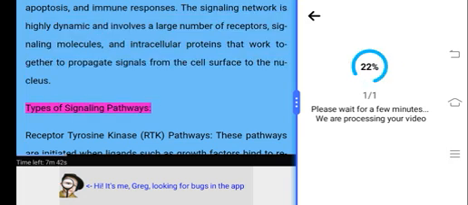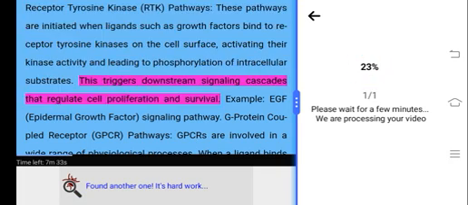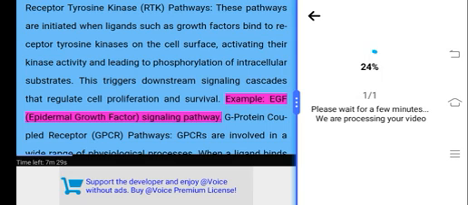Types of signaling pathways. Receptor tyrosine kinase (RTK) pathways. These pathways are initiated when ligands such as growth factors bind to receptor tyrosine kinases on the cell surface, activating their kinase activity and leading to phosphorylation of intracellular substrates. This triggers downstream signaling cascades that regulate cell proliferation and survival. Example: EGF, epidermal growth factor signaling pathway.